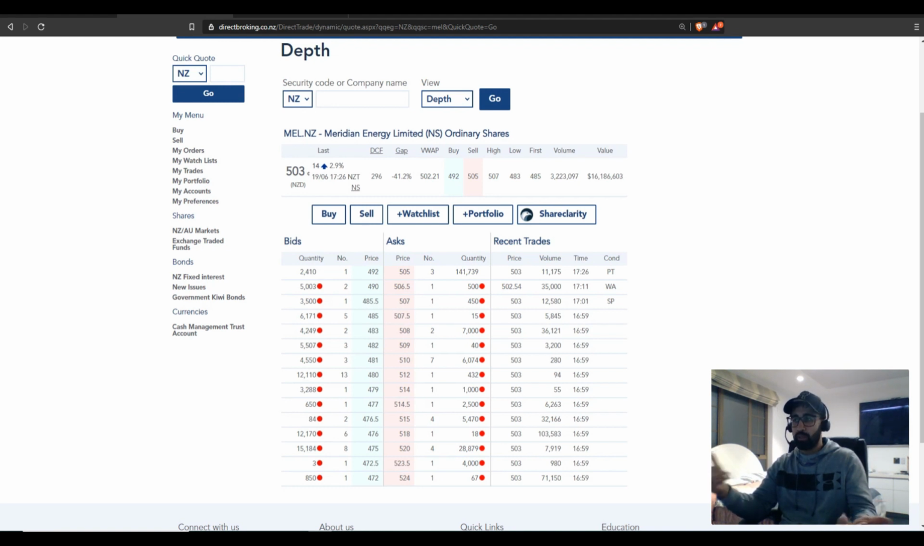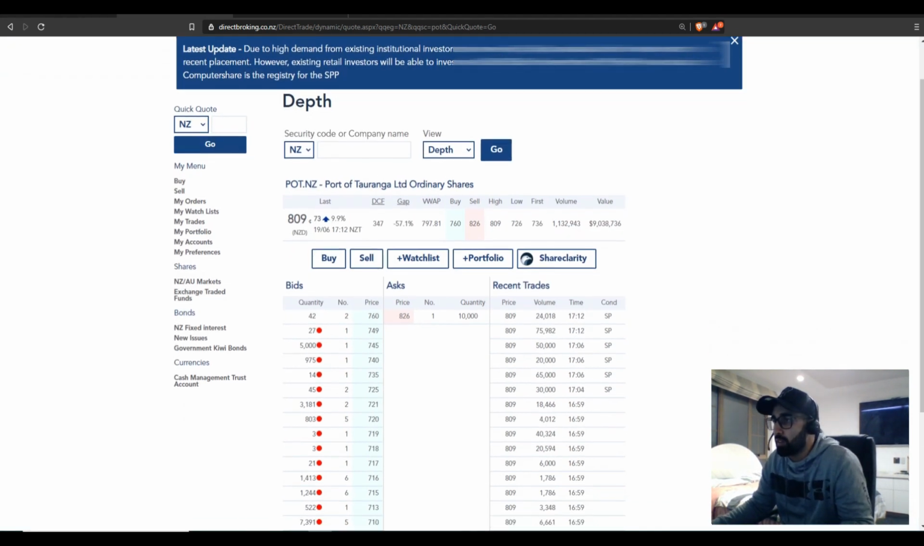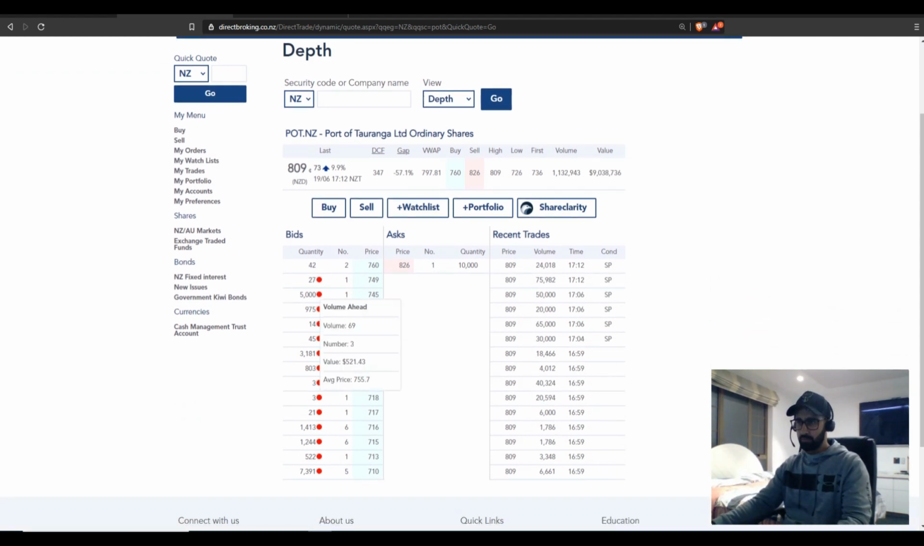But then we look on the market depth and we see there's no liquidity. So what was the stock? It was like POT, I think. POT. Port of Tauranga. There we go. See, another stock that's probably not liquid.